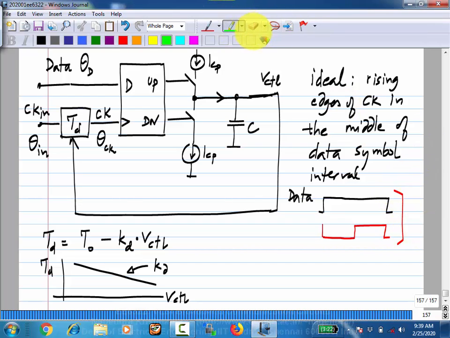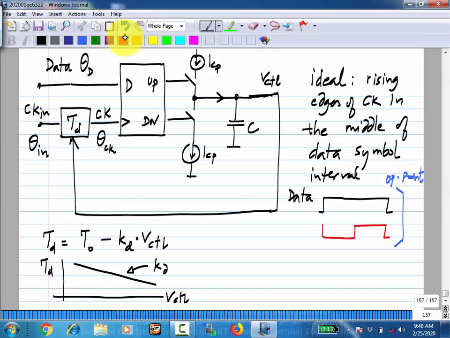This is something you are familiar with: in circuits you first compute the operating point and then you find deviations from there. So my operating point is that the input data has no jitter and the input clock has no jitter, but it has some phase offset, and my CDR will adjust the delay so that the edges of this clock are in the middle of the data, as you want. So this is the operating point.